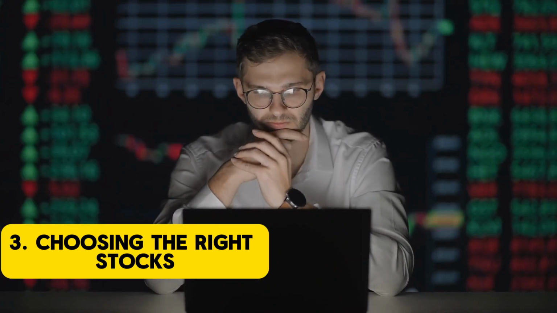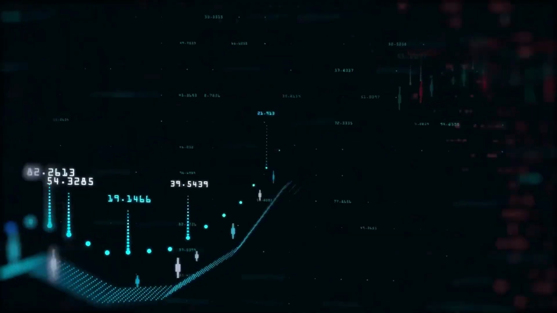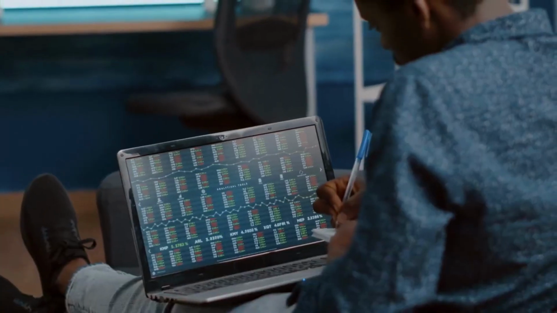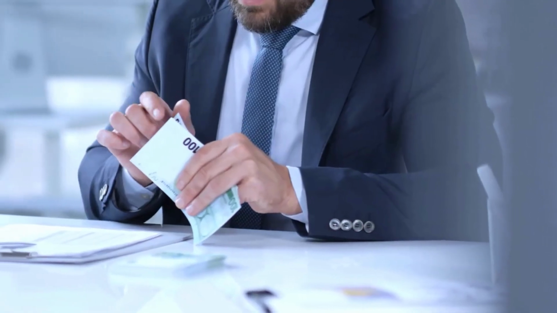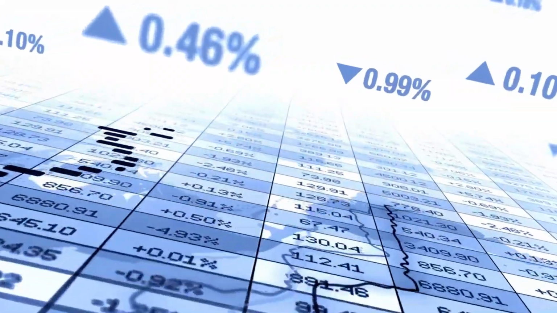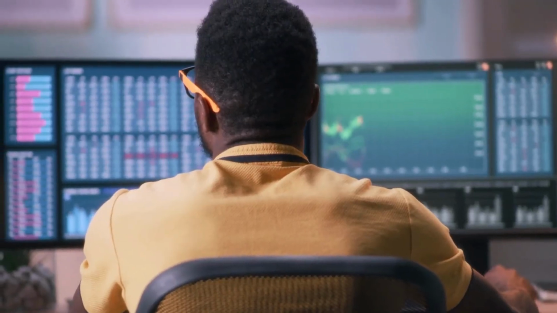3. Choosing the right stocks. Picking the right stocks is like assembling a team for the Olympics. You want a mix of superstars and solid performers. Here's how to make the cut.